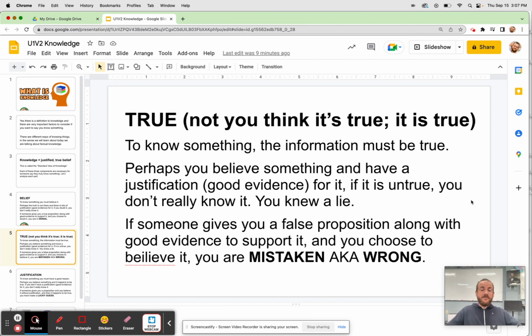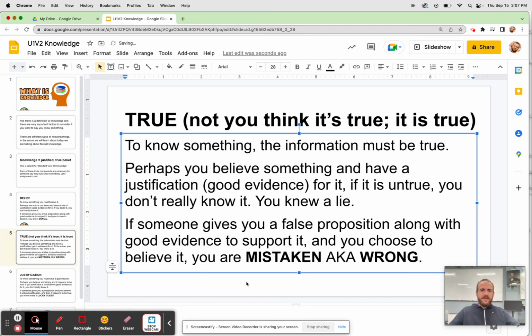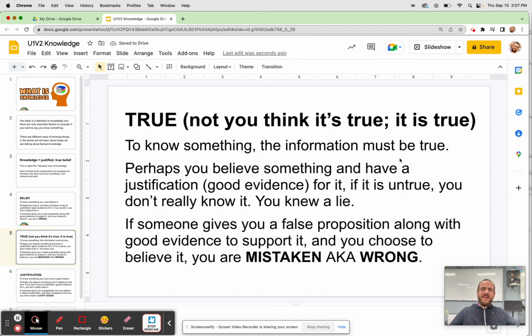If someone gives you a false proposition along with evidence to support it, and you choose to believe it, and I misspelled believe there, thank you. Just fix that now before I forget for the rest of my life. And you choose to believe it, you are mistaken. You're just wrong. That's all there is to it. So that's what it means to be wrong, is if someone gave you evidence for something, you believed it, but it was not true.